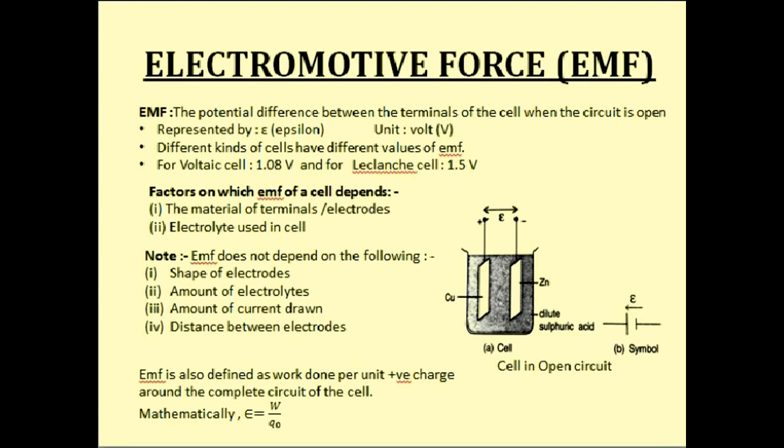There is one more definition of EMF, that is, it is also defined as work done per unit positive charge around the complete circuit of the cell. Mathematically, it is expressed as epsilon equals W by Q naught. Here epsilon is EMF, W equals work done, and Q naught is the test charge.